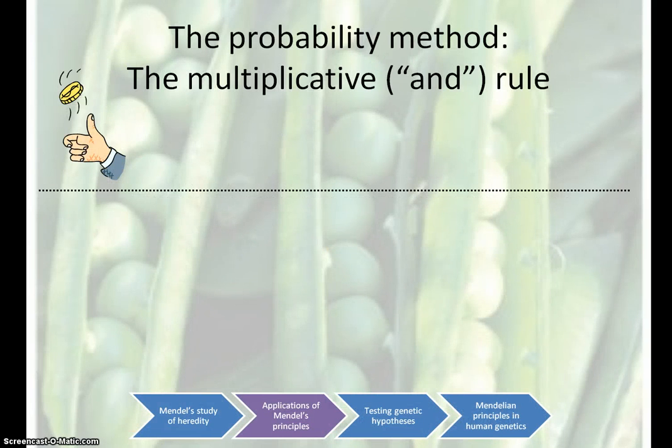Okay, the probability method. Now this is where it might get a little complicated. So we can think about probability. I like to start thinking about it in terms of flipping a coin. If you're going to flip a coin, what's the probability of flipping either a head or a tail? Since there are only two possibilities, the probability of getting either a head or a tail is going to be 1 out of 2, or let's say 50%.